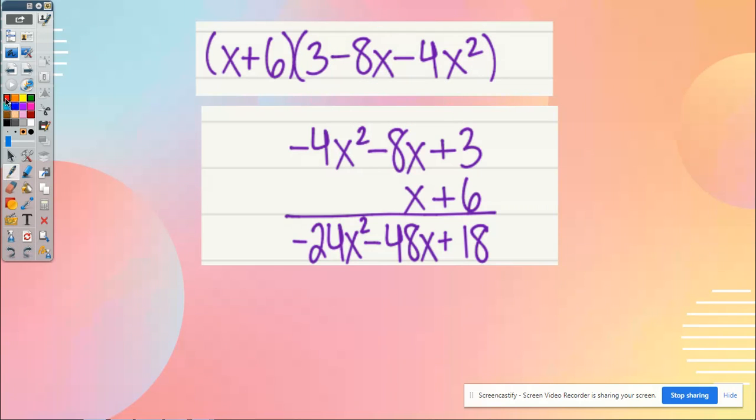Next, you have to make sure that this x plus 6 is in the correct order, and it is because it's going from 1 to 0, just as I mentioned before. All right, so now we're ready to multiply.